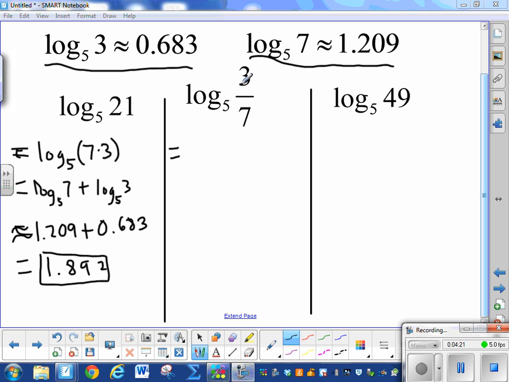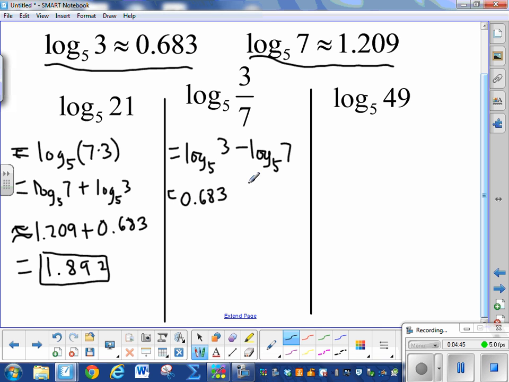Log base 5 of 3 divided by 7. So when you have a division, you turn it into subtraction. So it's going to be log base 5 of 3. So you subtract the bottom from the top, minus log base 5 of 7. So once again, we know what 3 is, we know what 7 is. The log base 5 of 3 is 0.683 minus log base 5 of 7 is 1.209.